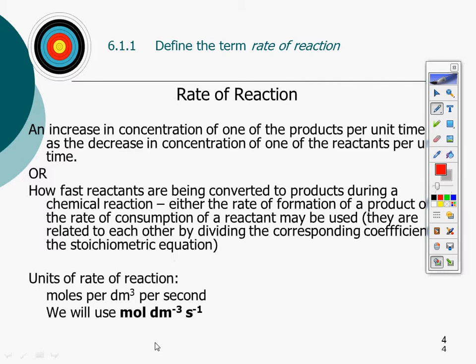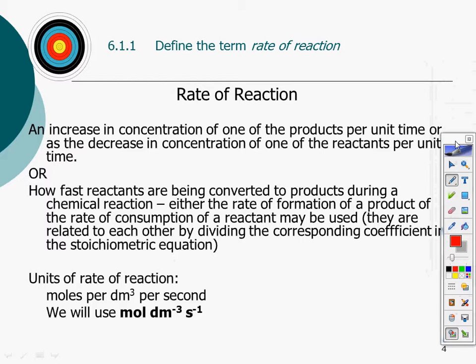All right, so here we go. Rate of reaction. So what are we going to be looking at? An increase in the concentration of one of the products per unit time, or the decrease in concentration of one of the reactants per unit time. If we make product, what are we going to have less of? Reactants. All right, that's what this is all about. Or how fast reactants are being converted to products during a chemical reaction.